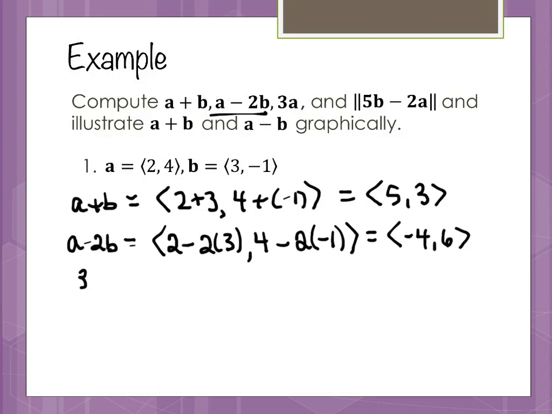Okay. What about 3A? What am I going to do for that? That'd just be like 6, 12. Right. So I'm going to just multiply 3 times vector A, which is 2, 4. So Joel's exactly right. This becomes the vector 6, 12.